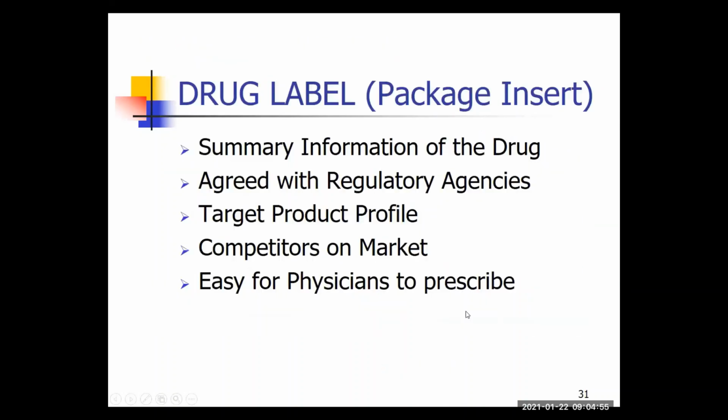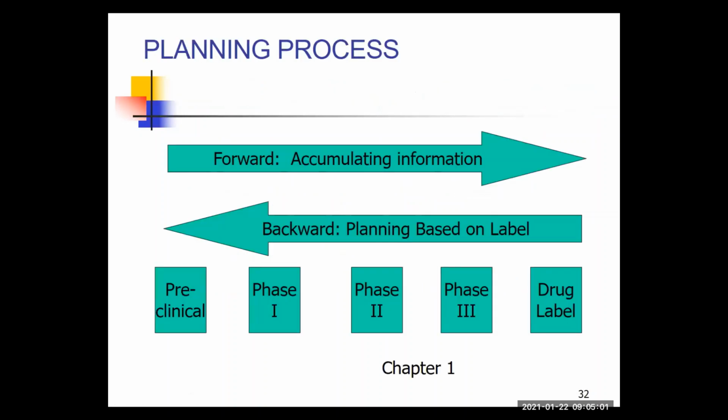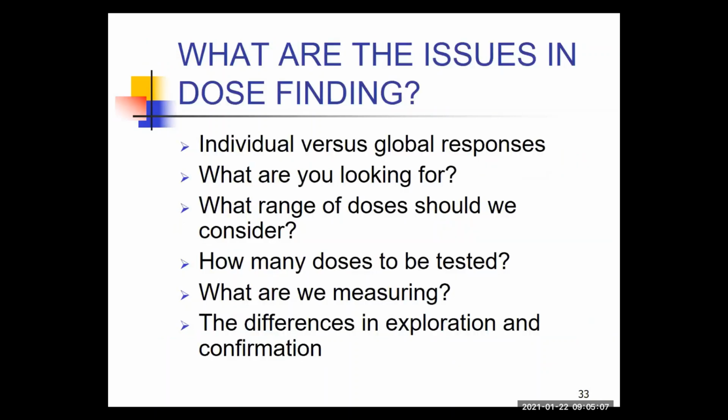All right, let's see. Okay, so we talked about drug label before. We talked about the development planning before. Now, in those findings, when designing a dose finding study, what are the issues we should consider? Of course, we cannot do individual dose response. We have to look at the global dose response from the clinical trial setting.